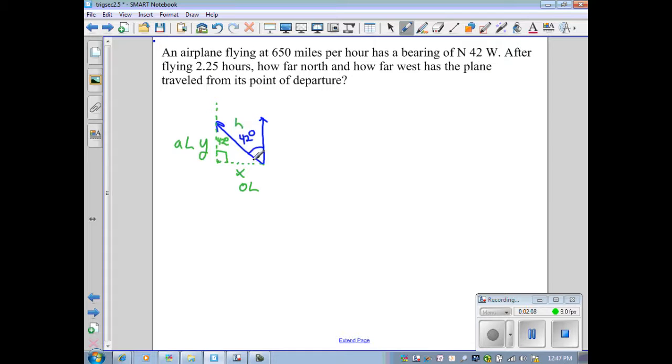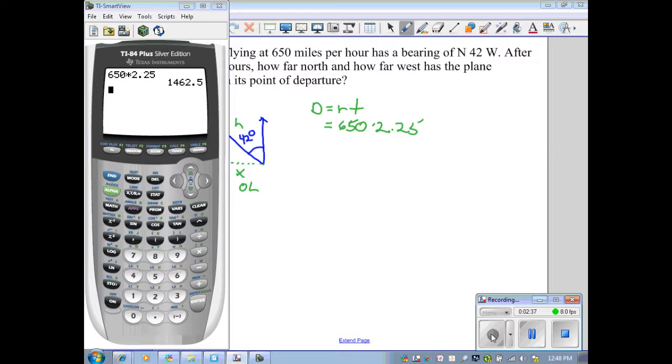And I can determine the length of my hypotenuse from information given in the problem, which is it traveled at a rate of 650 miles per hour for 2.25 hours. Therefore, distance equals rate times time. The rate was 650 miles per hour times the time, which is 2.25. Using a calculator, I find the distance, or my hypotenuse, to be 1,462.5 miles.